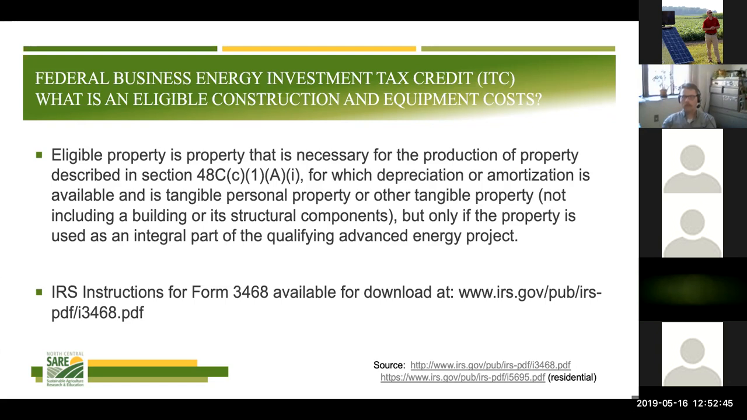So whereas you can certainly include the racking that goes on your building, to say that you're going to take a 30% tax credit on some 2x6s and some lumber that you're using to construct that is another discussion. So there are some good resources that clearly outline what is and is not considered eligible equipment.